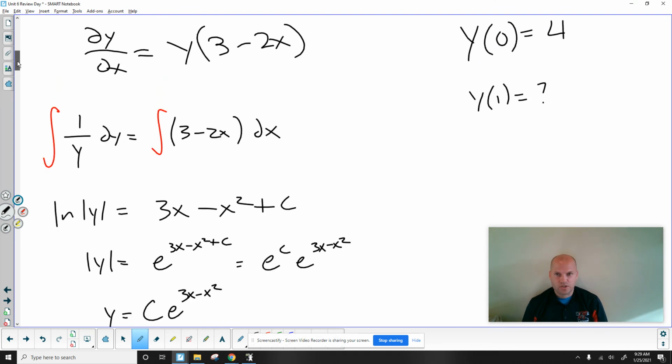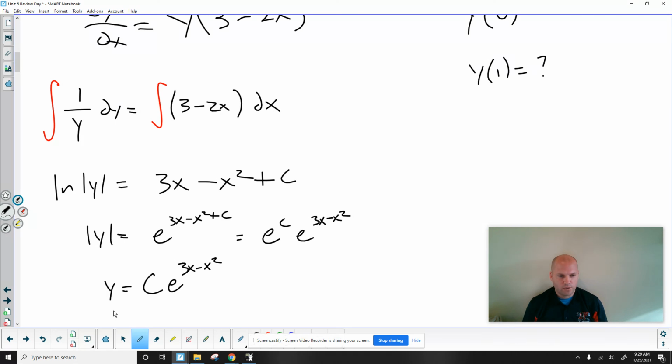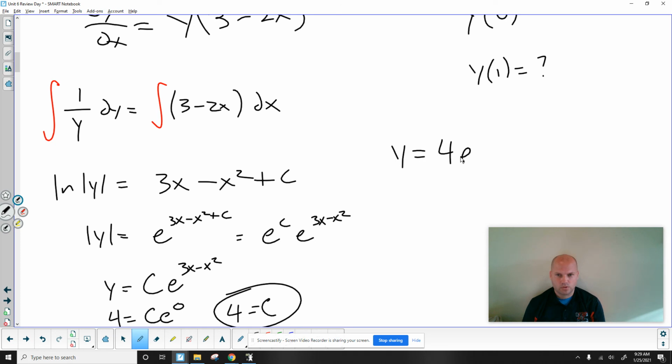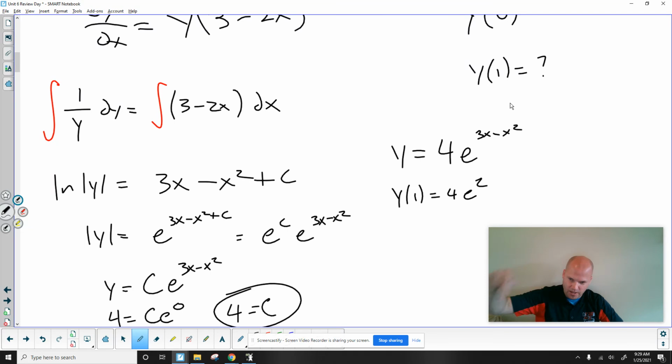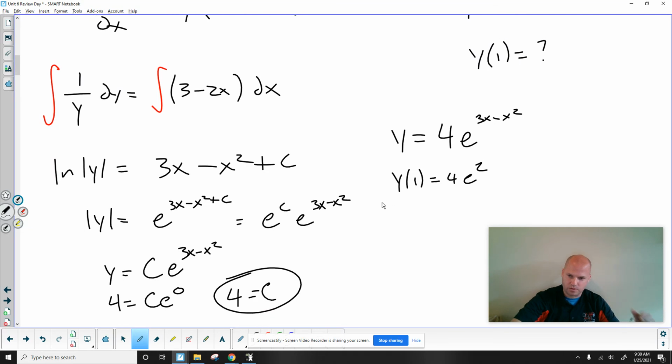I have the initial condition 0, 4. So I plug in 4 for y and 0 for x. I get c is easily 4 if I've moved that c down, giving me my particular solution, y equals 4e to the 3x minus x squared. And then I plug in 1. 4e squared. Plug that into your calculator and get the decimal, type that into the fill in the blank. 3 decimal places rounded or truncated.